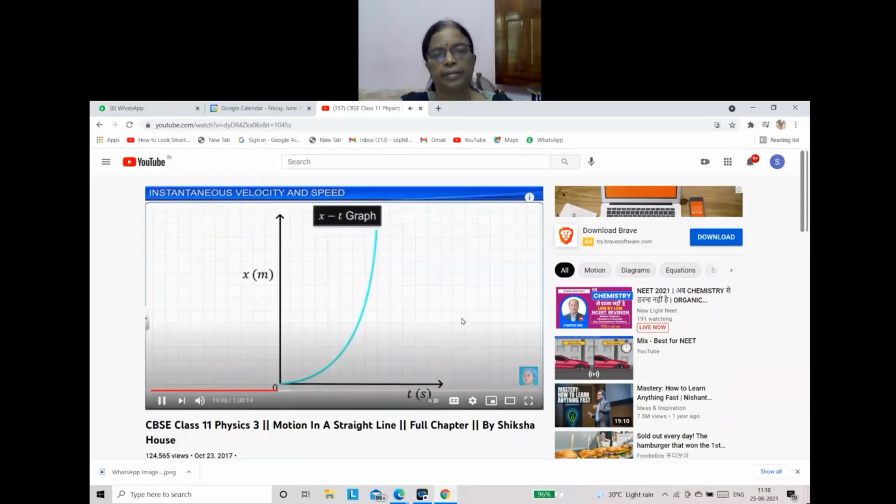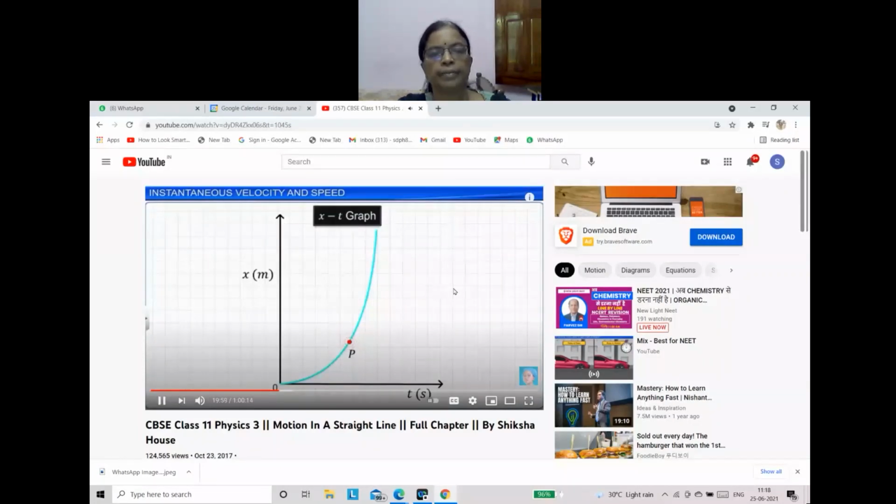Using an xt graph, we first mark a point P on the graph at which the instantaneous velocity of the body has to be found. So we have to find instantaneous velocity at the point P. At that particular instant, you can find the time by drawing a perpendicular to the time axis. At that time, what is its velocity? When the body is at this position, what is its instantaneous velocity? That is what we are going to find.